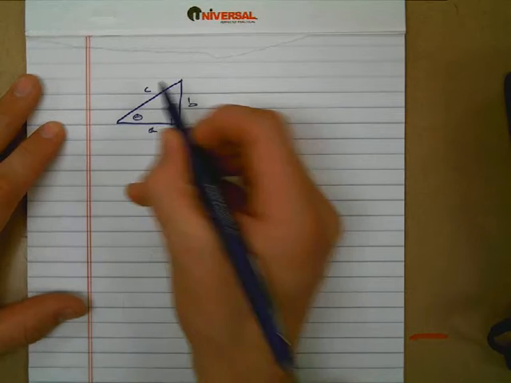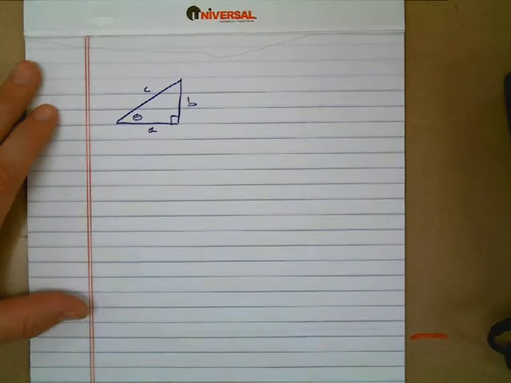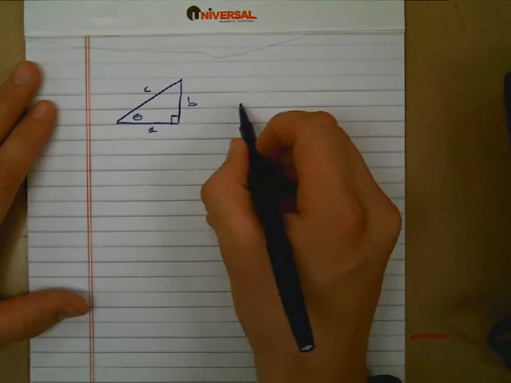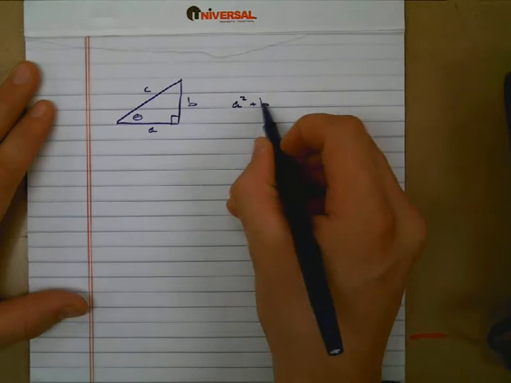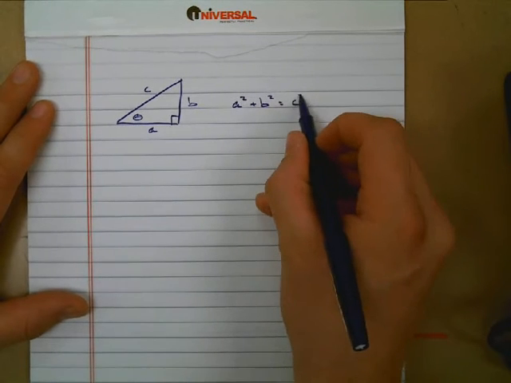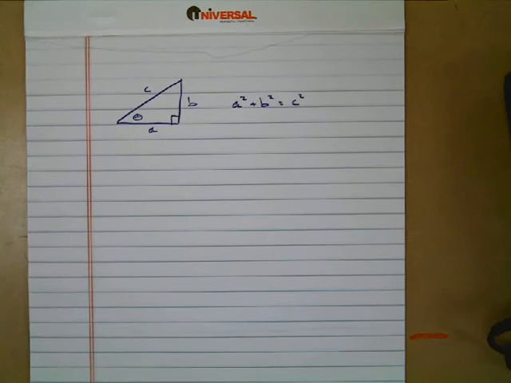And if we start with the Pythagorean theorem, we know that A squared plus B squared equals C squared. Nothing new here, nothing earth-shattering, just the relationship between the lengths of the sides of the two legs and the hypotenuse of a right triangle, found by Pythagoras, called the Pythagorean theorem.